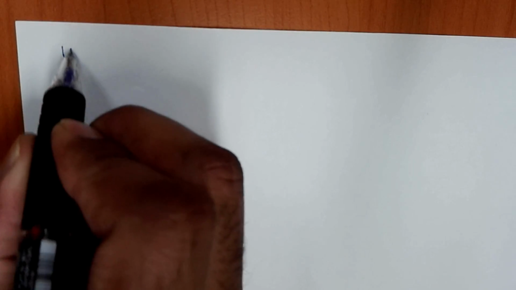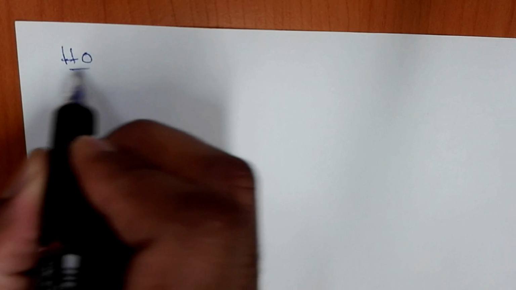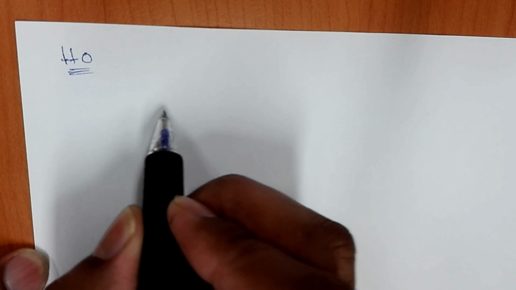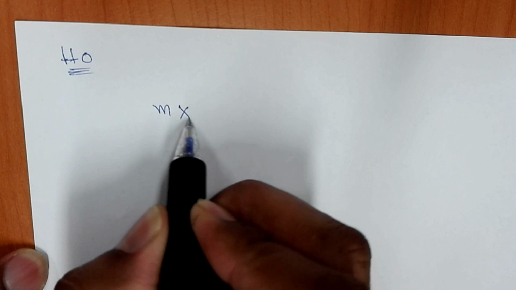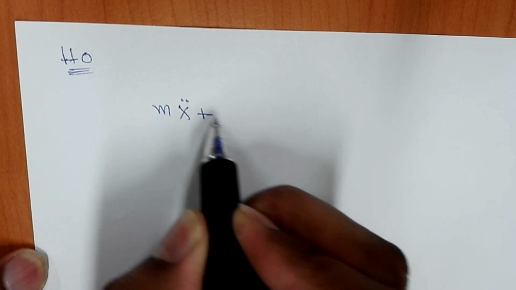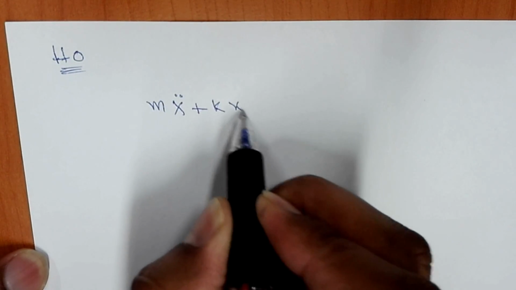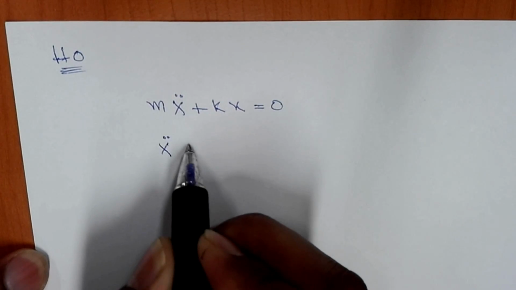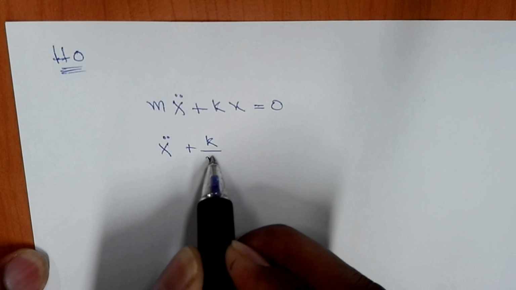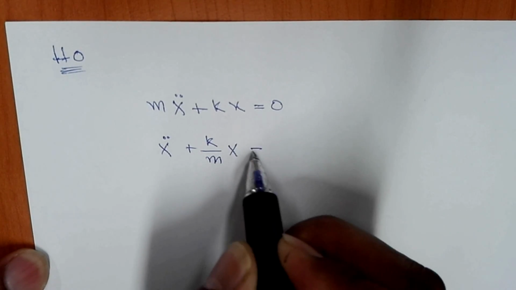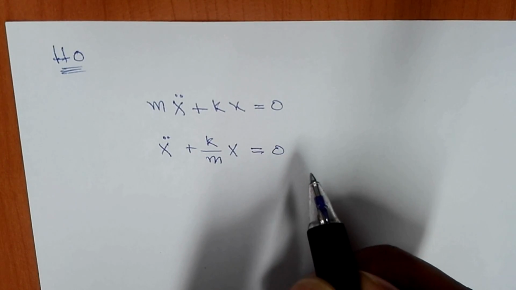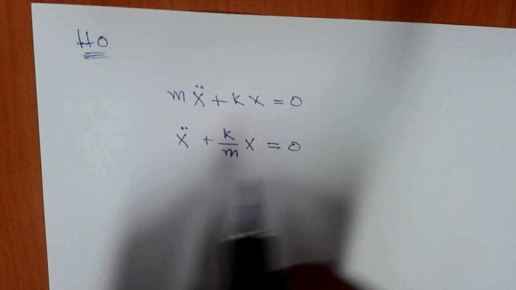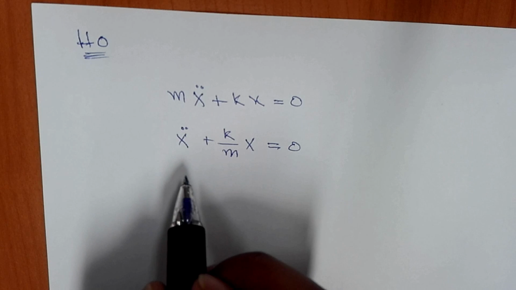So for harmonic oscillator, the differential equation is mx double dot plus kx is equal to 0, or x double dot plus k over m x is equal to 0. So you have derived this in your theoretical class. I will just write the relations.